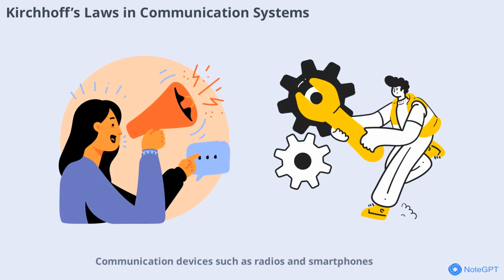Communication devices, such as radios and smartphones, depend on precise circuit analysis. Kirchhoff's laws help engineers design circuits that transmit and receive signals reliably. Accurate current and voltage calculations are essential for clear communication and device performance.